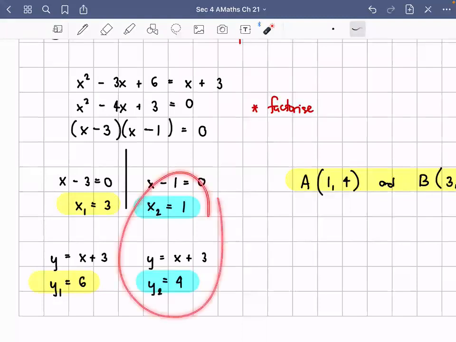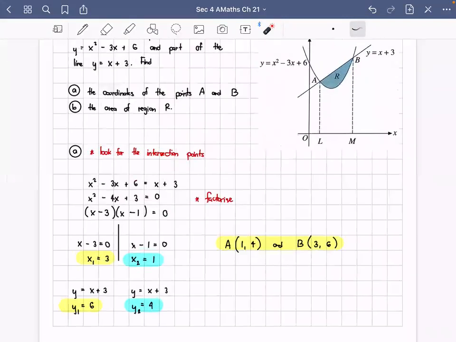So therefore, point A is at 1, 4. Again, this is point A, this is 1, and this is 4. And then point B is at 3 and 6. So that's your answer for A and B.